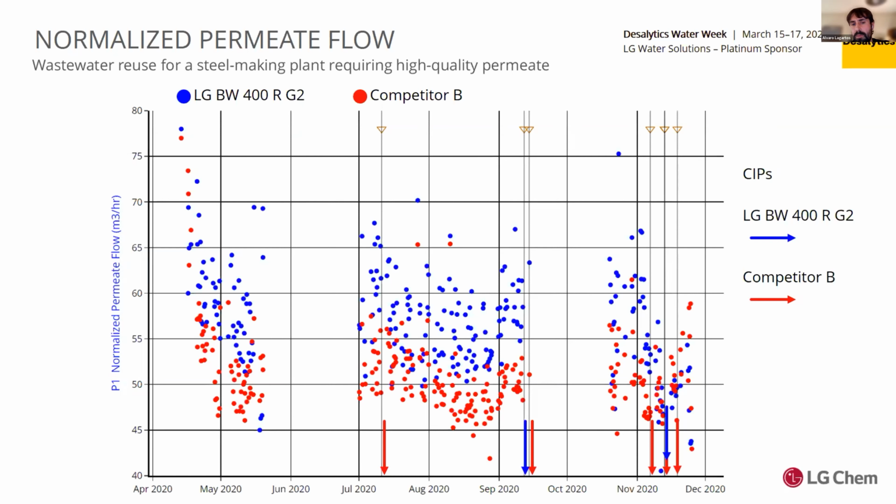But the critical thing here was the number of CIPs. The arrows that you can see at the bottom of the graph are the number of CIPs that each manufacturer, each train with different membranes, had to perform. You can see that while in the same time we performed 2 CIPs, the competitor had to perform 5. So as I was saying before, the feeder spacer has a huge influence on the fouling rate.